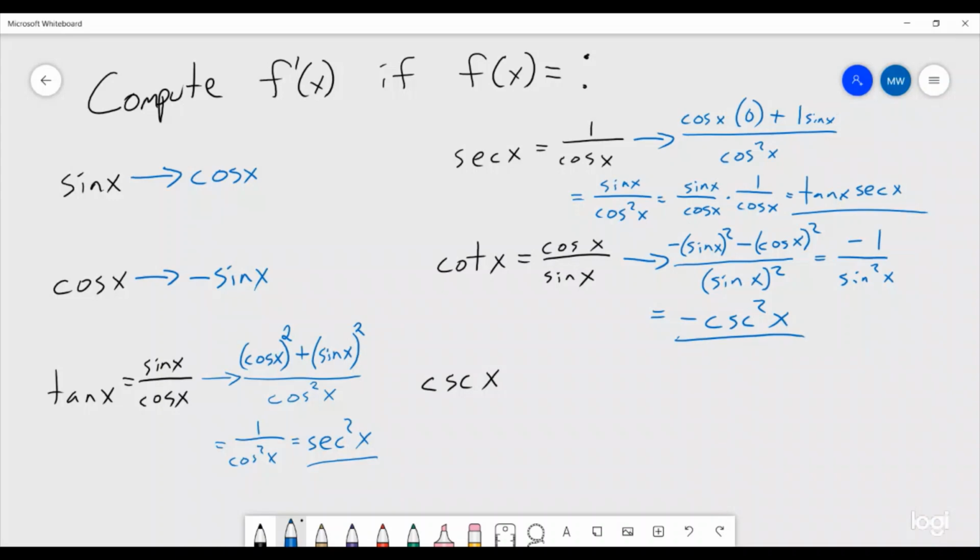And for the last one, make a wild guess as to how we're going to do it. Well, I hope you guessed right, because we're going to do the quotient rule again. So, cosecant x, that is 1 over sine x.